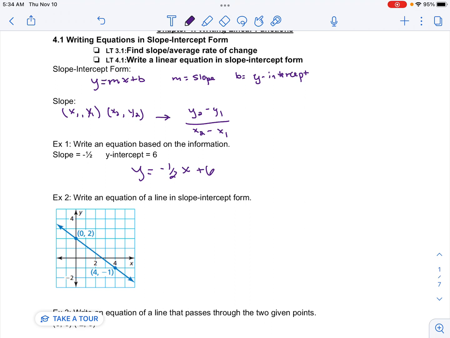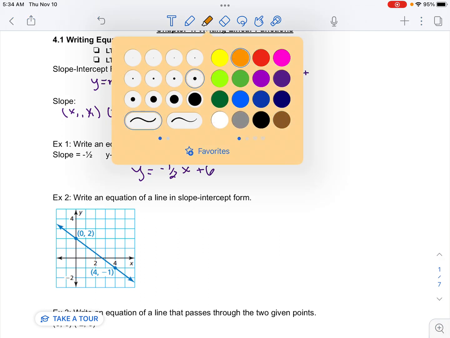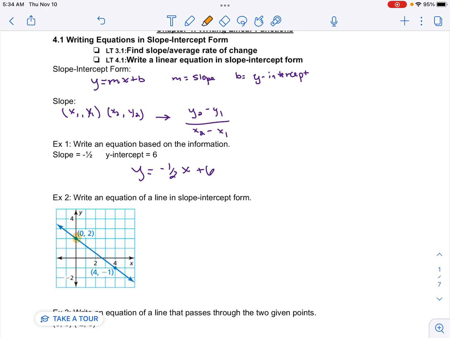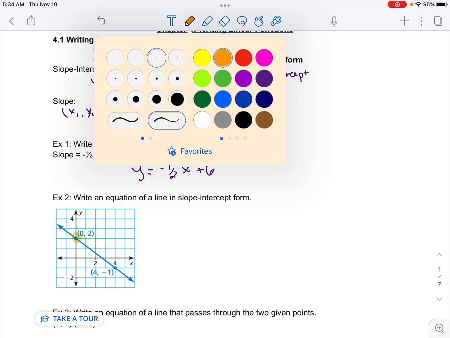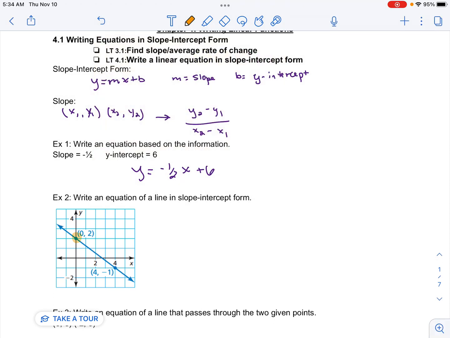Now example 2, I have a graph. Write an equation of a line in slope-intercept form. Now here's the nice thing about this graph. I have my y-intercept here. That's going to be useful because I know what my b is. So that point is my y-intercept. Now, here's the downside. I don't have my slope. So I have to find my slope.